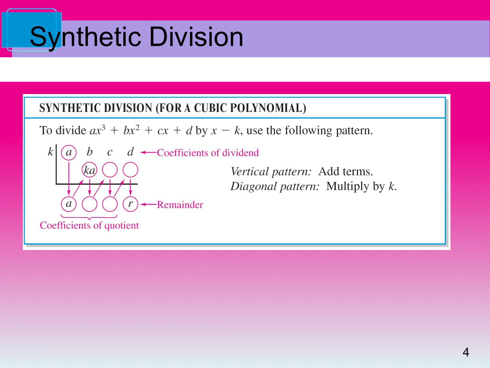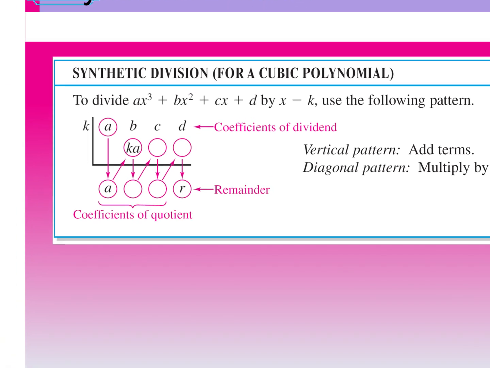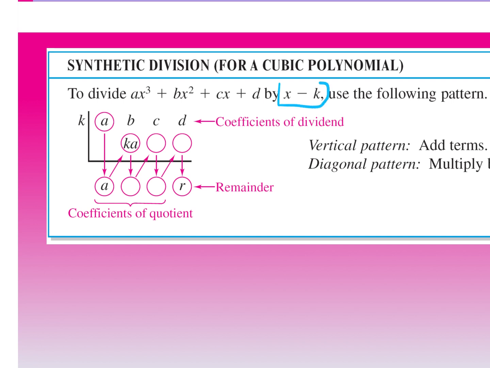Next, we're going to do synthetic division. Synthetic division is like the shortcut for long division. It only works when you have a binomial, so something in the form of x plus a number or x minus a number. If you had x squared, synthetic division is not going to work.